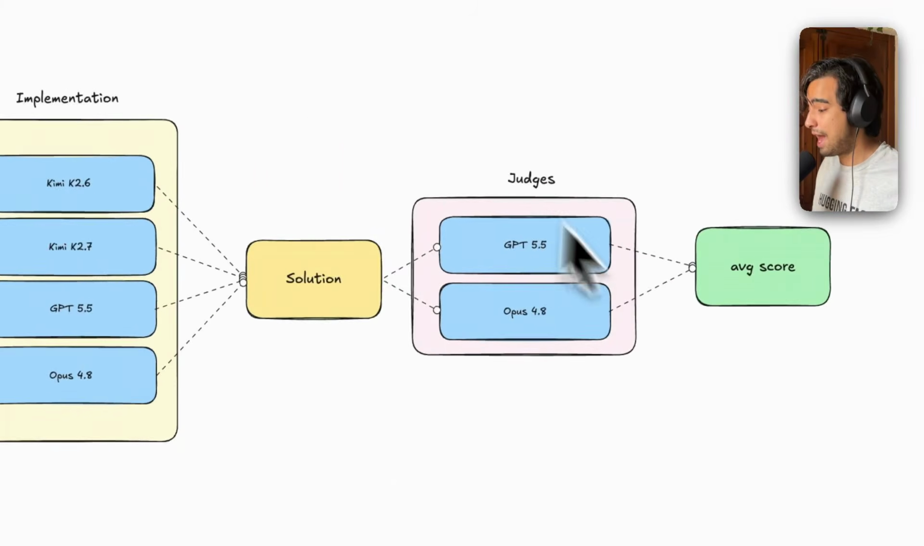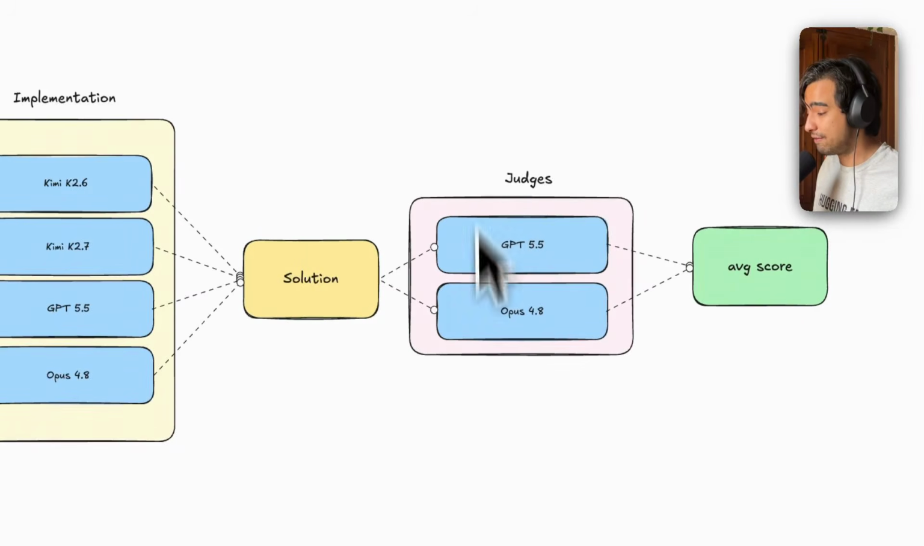From that solution, I had my judges evaluate the solution, and the judges in this case were the two state-of-the-art models, GPT 5.5 and Opus 4.8. I could have selected a single one, but I wanted to mitigate some bias between the two of them actually preferring their own model's coding. So I put both of them and then just averaged the score.